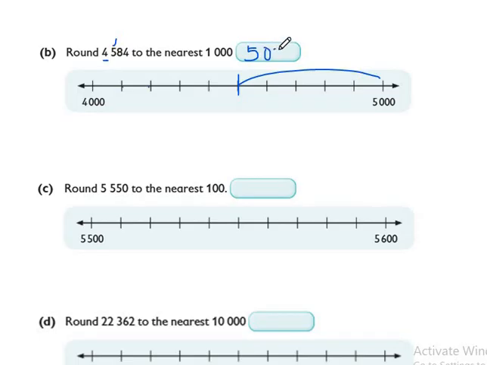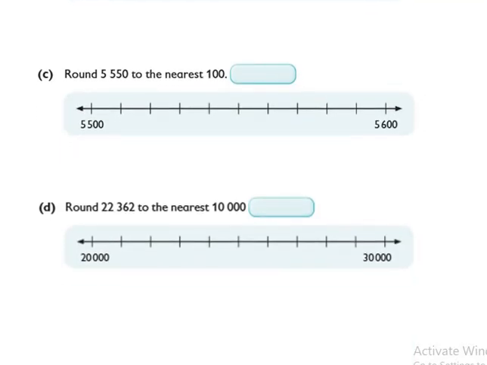Again, without the number line also, you can easily round the number. Since it is rounded to the nearest 1000, you have to check the next number. If it is 5 or more than 5, you need to add 1 here, so it becomes 5000. But if the next number is less than 5, you will round it to the same, that is 4000. I'll show you another example.